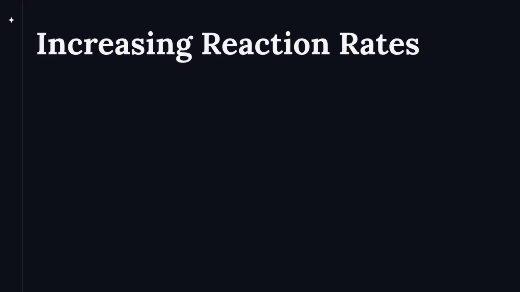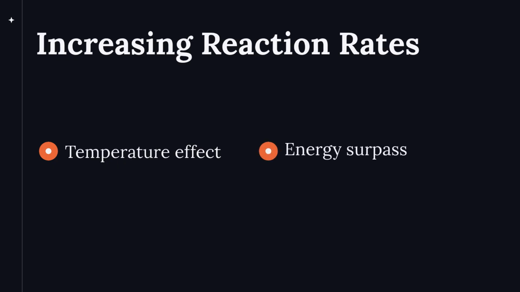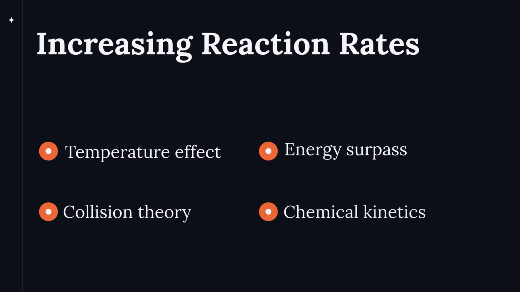Increasing temperature raises reaction rates. The Maxwell-Boltzmann distribution shows more particles with enough energy. This energy surpasses activation energy. Collision theory and energy distribution curves explain the phenomenon. Temperature is a key factor in chemical kinetics.